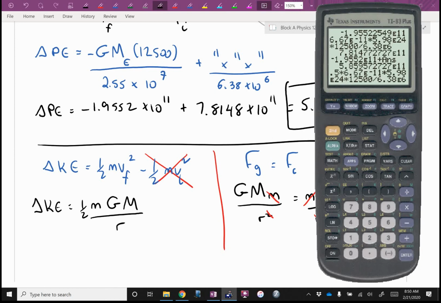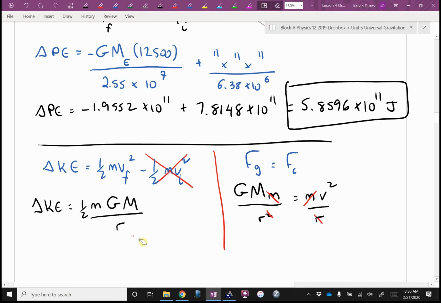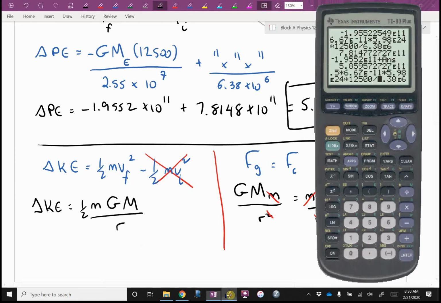And that r, is that r Earth or r orb? Well, it's v final, so I'm pretty sure it's going to be r final, which was 2.55 times 10 to the 7th.